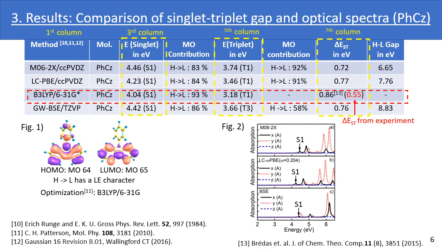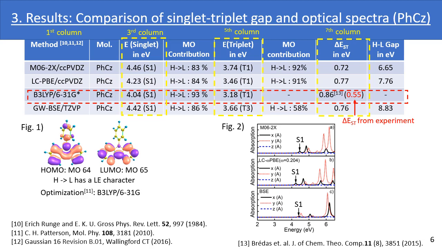We further plot the optical spectra for all these methods and try to compare them. In the top panel, we see the M06-2X optical spectra. In the middle panel, we see the optical spectra produced by LC-omega-PBE, and the last panel corresponds to the BSE results. We see the peak positions are very well matched across all the methods. Thus, we believe that GW-BSE is in good agreement with M06 in terms of the singlets.